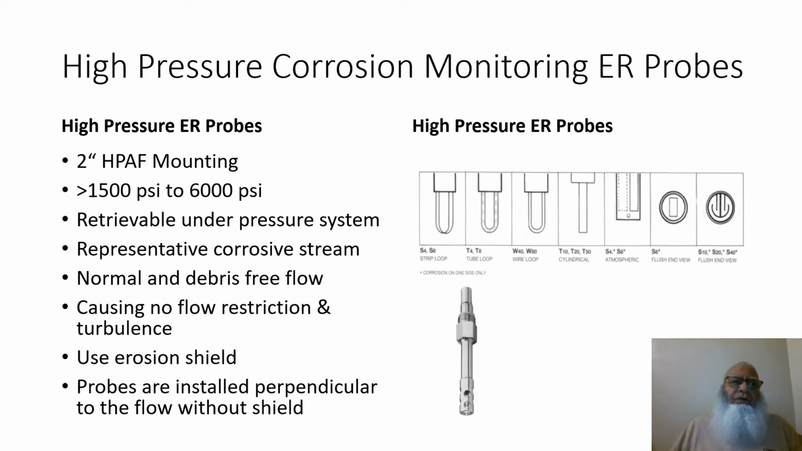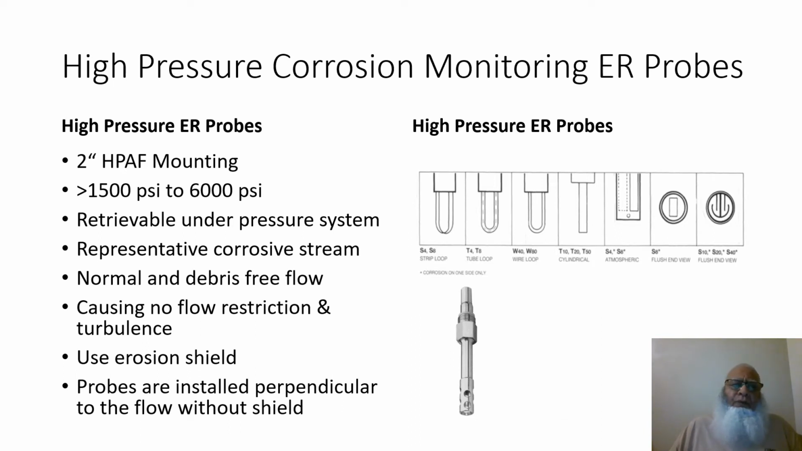This slide shows high pressure corrosion monitoring ER probes. High pressure corrosion monitoring ER probes are normally called 2-inch HPAF mounting. The rating starts from 1500 psi to 6000 psi. Now, higher pressure rating probes are available on demand up to the pressure rating of 10,000 psi.